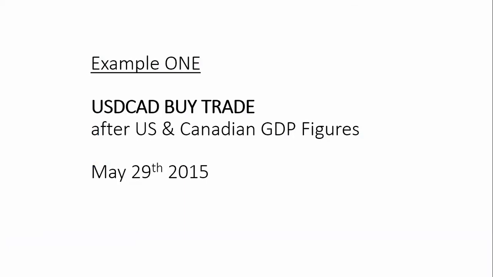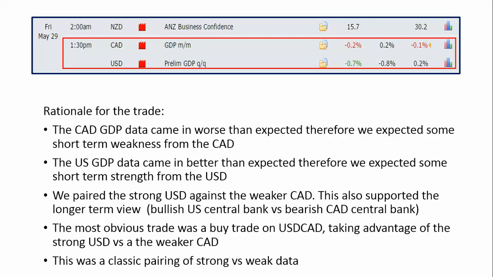So the first example is a dollar CAD buy trade after the US and the Canadian GDP figures on May the 29th, 2015. So let's have a look at those releases, because that's what we'll be focusing our attention on. So on Friday, May the 29th at 1:30, that would have been London time, we had the GDP figures from both Canada and the US.